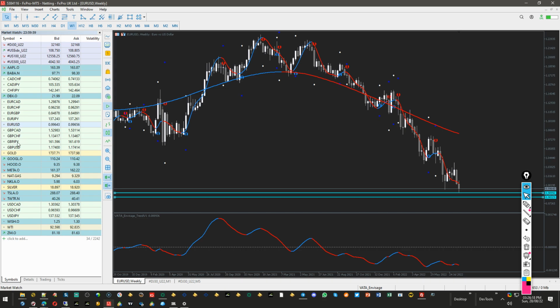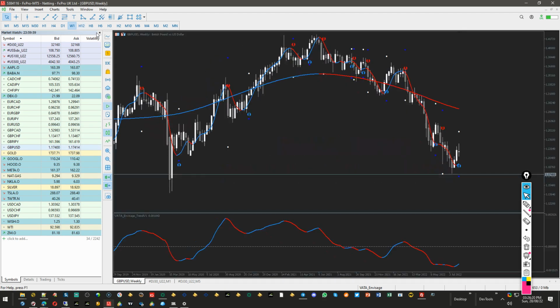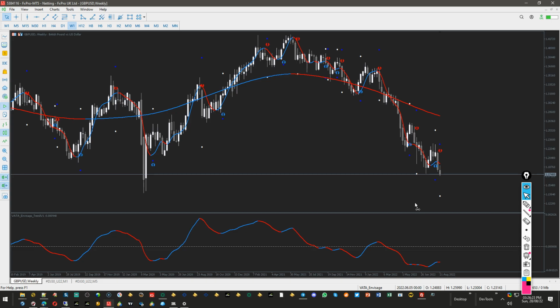So let's see how it is looking on what I envisage. So if I come here and select GBP USD, on GBP USD we have this bearish signal on the weekly time frame, which means that it can fall down to near about 1.13425. Remember, this is the weekly time frame, which means that it can take weeks or even months.